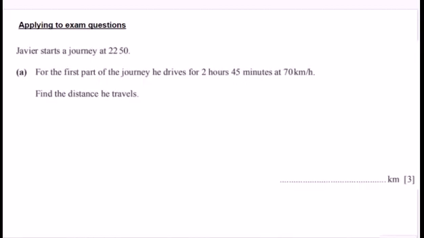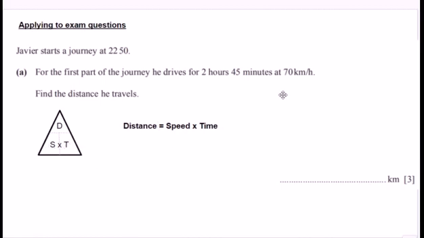Right, another example. Javier starts a journey at 22:50. It's not actually in use for this part of the question. For the first part of the journey, he drives for 2 hours and 45 minutes at 70 kilometers an hour. Find the distance. So again, distance, speed, time question. Probably going to need the triangle. D's at the top. We want to find the distance that you travel, cover over the D. So distance equals speed times time.